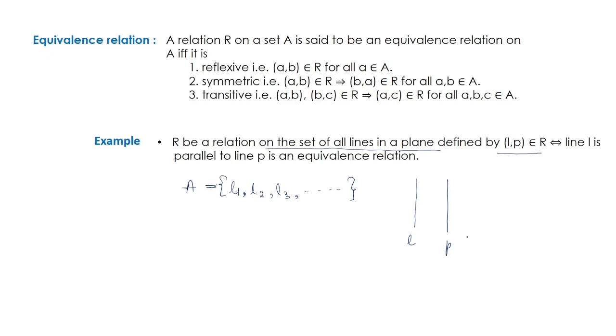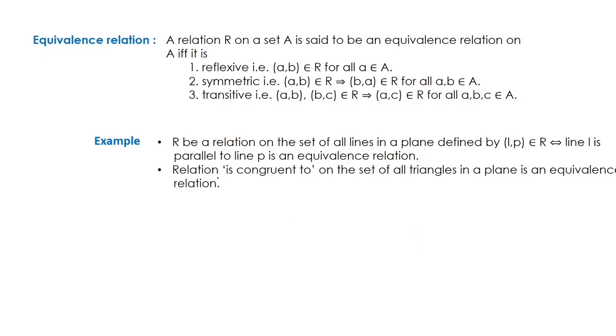This is clearly an equivalence relation because we know that a line is parallel to itself, and if L is parallel to P, then P is also parallel to L, and if L is parallel to P and P is again parallel to some line Q, then L and Q are again parallel to each other.